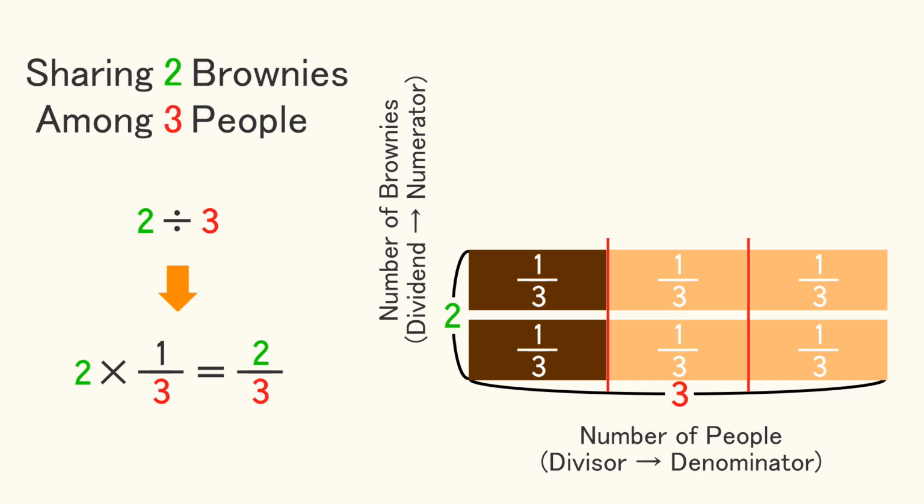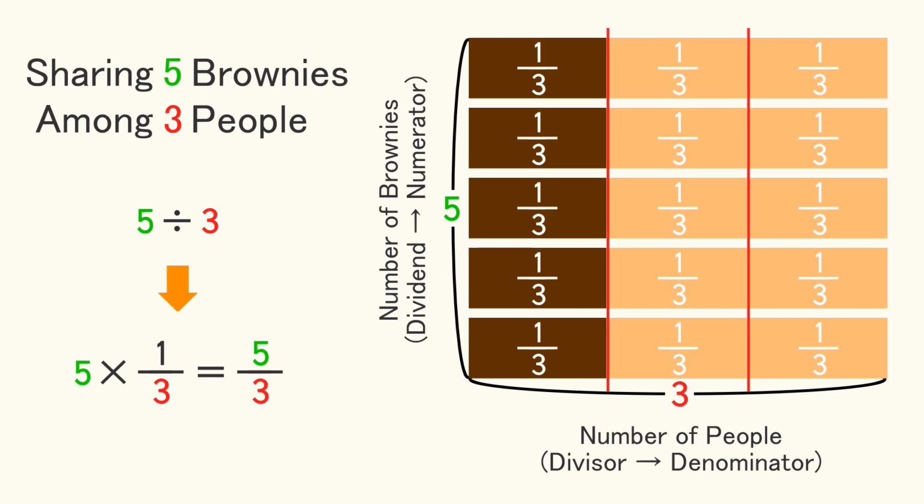Now more brownies, say 5. Just stack more on top and cut each brownie, so all you have to do after that is take 1 piece from each. From 5 brownies, you get 5 1/3 pieces. That's 5/3. So again, 5 divided by 3 equals 5 times 1/3 equals 5/3. This time the dividend is 5, so the numerator is 5. The divisor is still 3, so the denominator stays 3. Again, the numbers in the division match the numbers in the fraction.